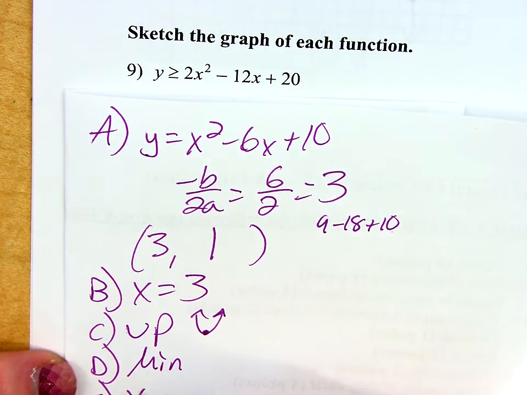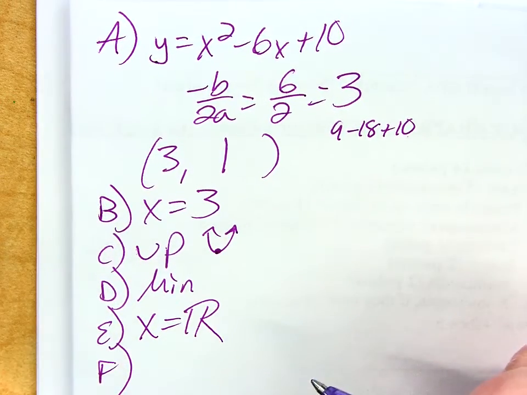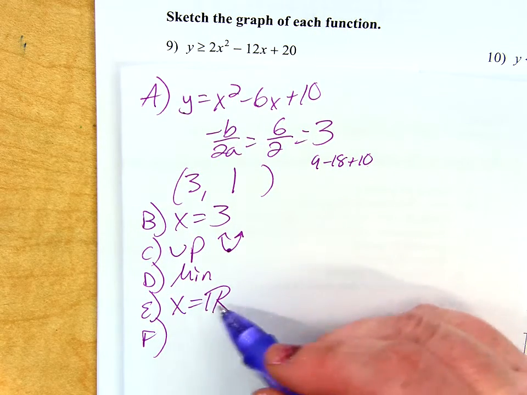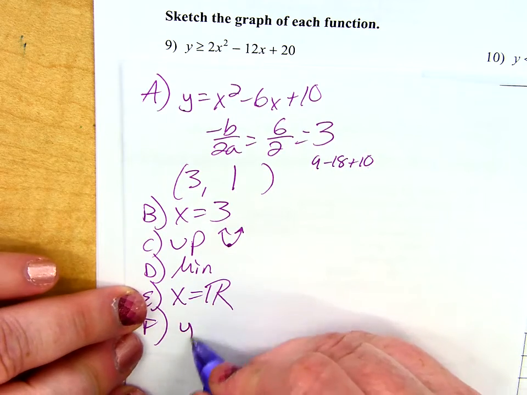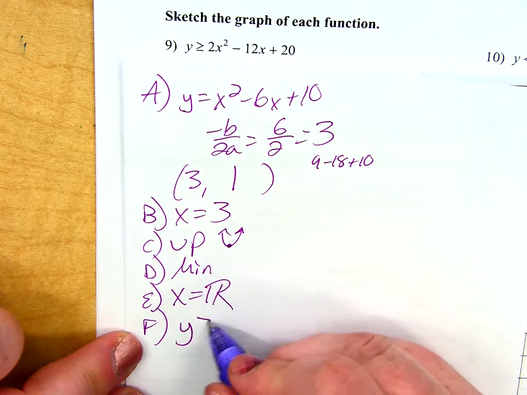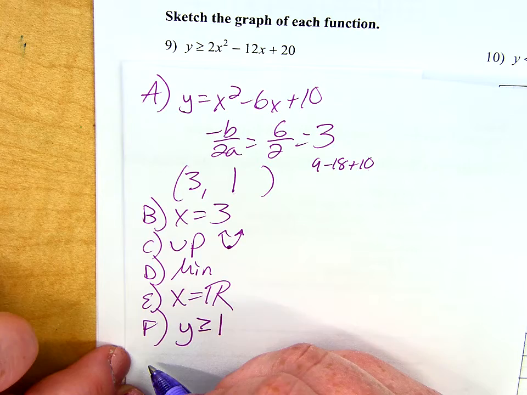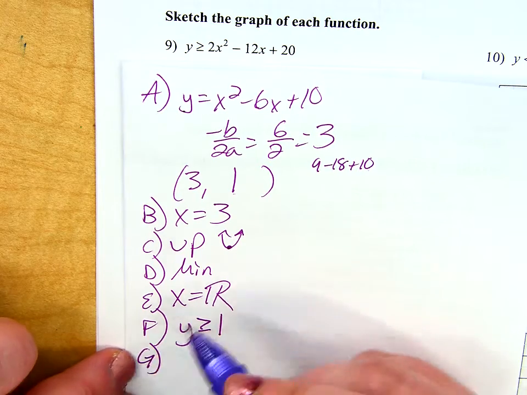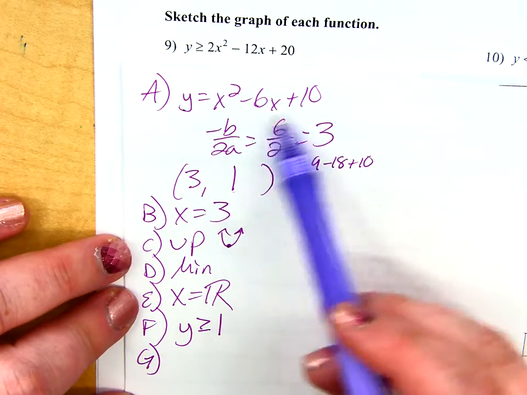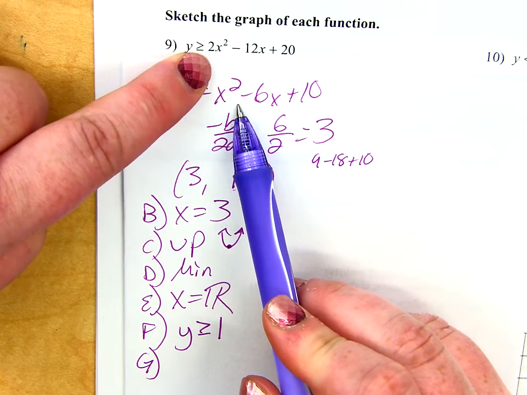E is the domain, which is always x equals all reals. F would be the range. Did I say range for the last one? I meant domain. Okay, so the range would be y is greater than or equal to, and it's always the y coordinate of the vertex, which is 1. G is the y-intercept, so you're going to have to go all the way back up to the original, not anything that you've done to it, because if I graph these two parabolas, they are different, right?